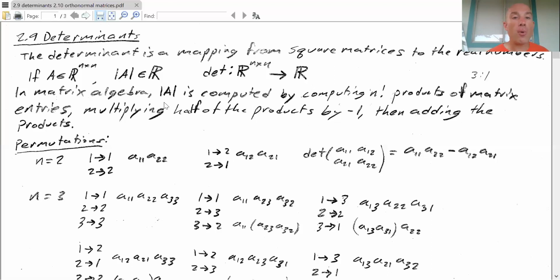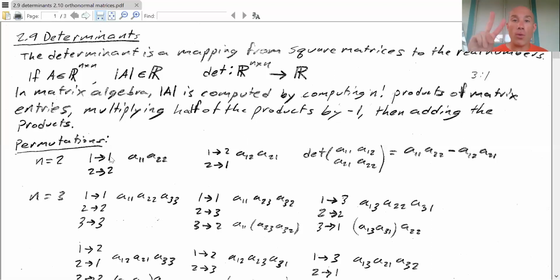In matrix algebra, the determinant is computed by computing all n factorial products of matrix entries. We multiply half the products by +1, half the products by -1, and then we add up the products. The positive one, negative one multiplication corresponds to whether this is an even permutation or an odd permutation in combinatorics. So let's talk about permutations.